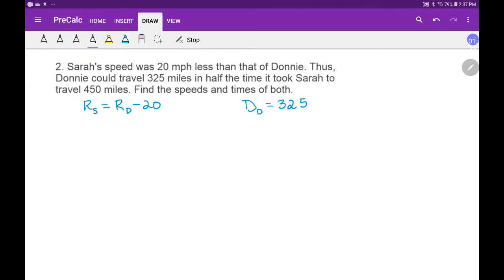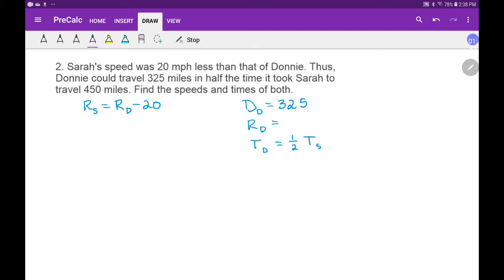Okay, so we know Donnie's distance and we know Donnie's rate. So we can, let's see the rate. No, we don't know Donnie's rate. Okay, I was thinking we did, but we don't. Let's see the time of Donnie. What is the time of Donnie? Well, let's see. Half the time it took Sarah. So it's half the time of Sarah.